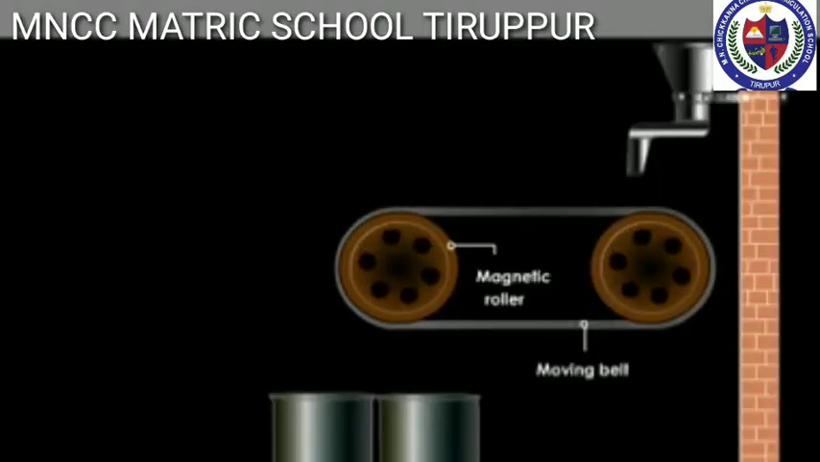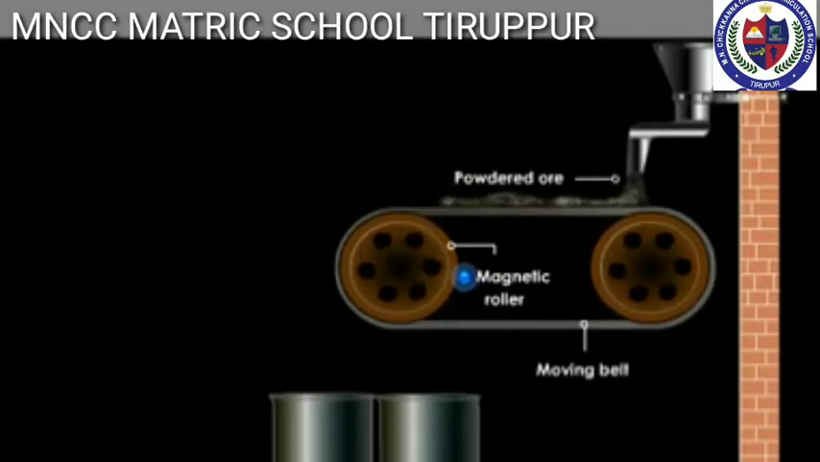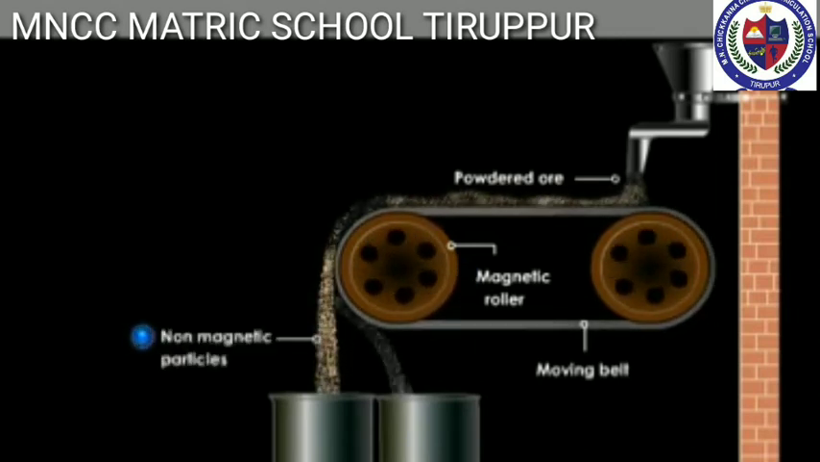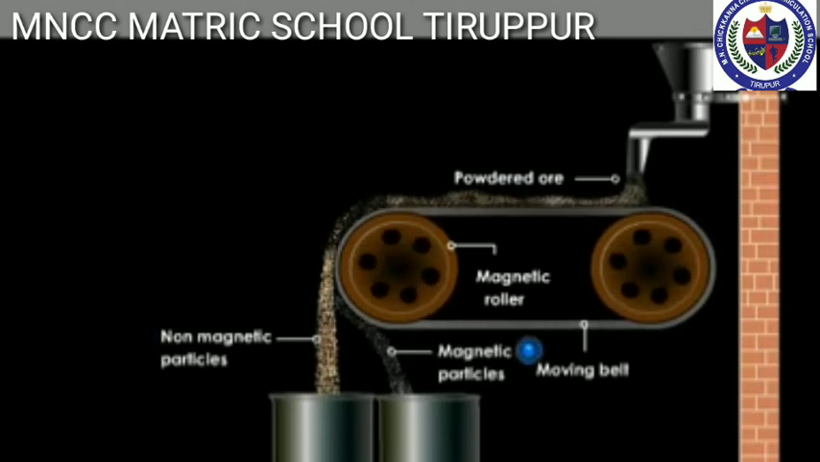Next we move to magnetic separation method. In this method, the crushed ore is placed over a conveyor belt which rotates around two metal wheels, one of which is magnetic. The magnetic particles are attracted to the magnetic wheel and fall separately apart from the non-magnetic particles.